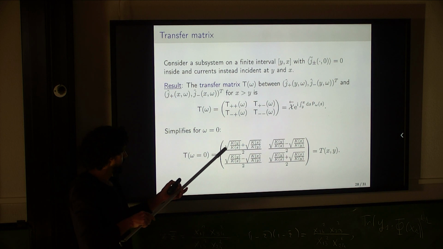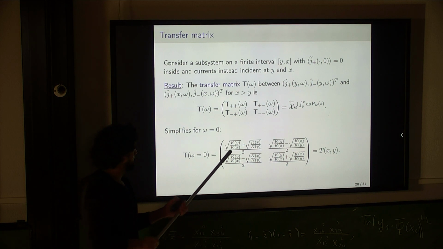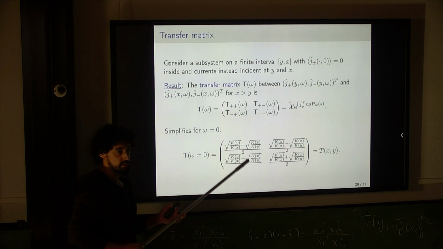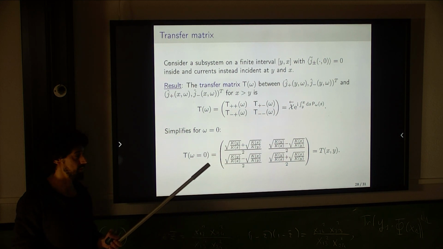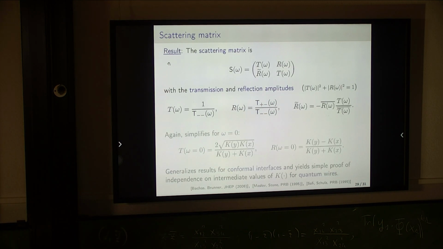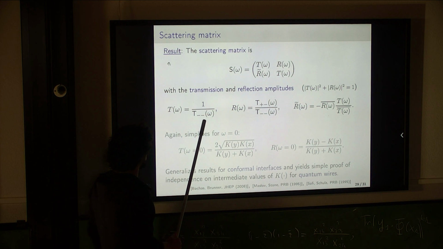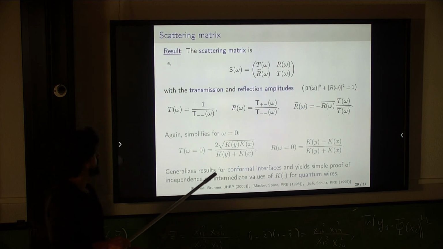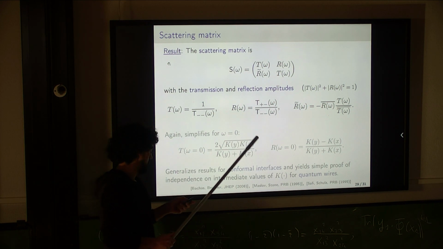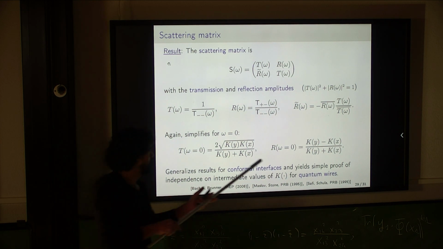So if k, this is some smooth function in space, if the value at points y and x are the same, then this is just the identity matrix. And if not, then you have some scattering in the model. So you can also use this to compute the corresponding scattering matrix. You reshuffle the elements of the transfer matrix, and you show that you can compute the transmission amplitude and the reflection amplitude. And again, for omega zero, they simplify, and you get these simple expressions.